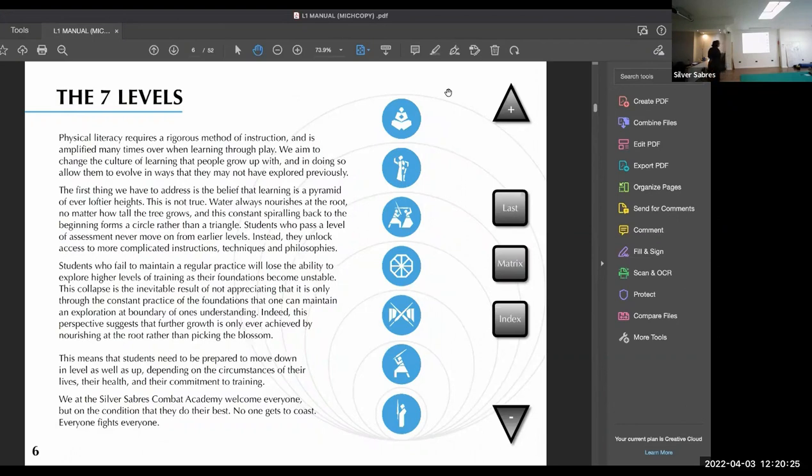We at the Silver Sabres Combat Academy welcome everyone, but on the condition that they do their best. No one gets to coast, everyone fights everyone. It's really straightforward. As instructors, your job is to recognize very carefully, and there's a thin line, between the people who are at the edge of their ability and are about to fail. You have to tell them to back off, sit down, chill out.